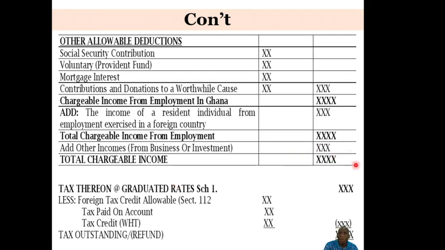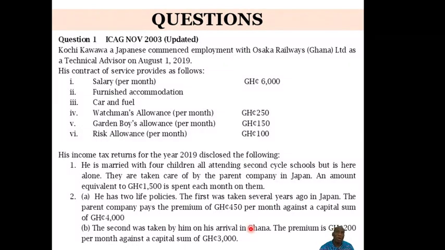Then after you have determined the tax liability, the tax that was paid on account, you come and take it out. Okay, if the person is entitled to any tax credit, you just take it out to know the tax outstanding, or whether you need to refund some money to the person, you refund it. And that's all for the format of employment income.